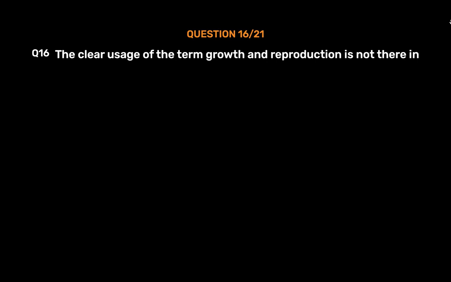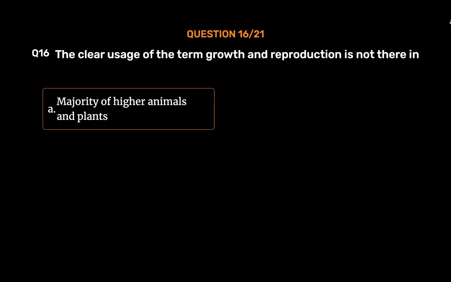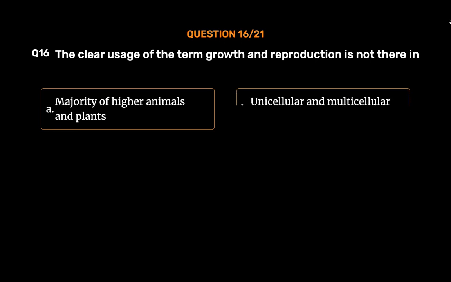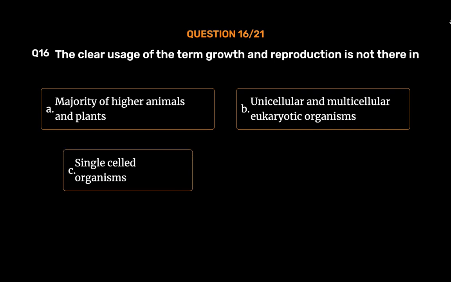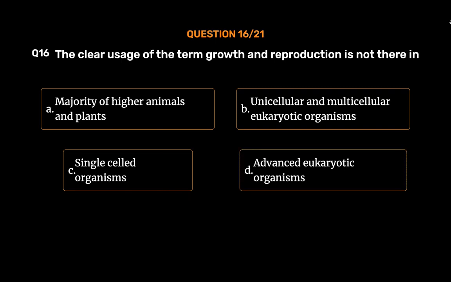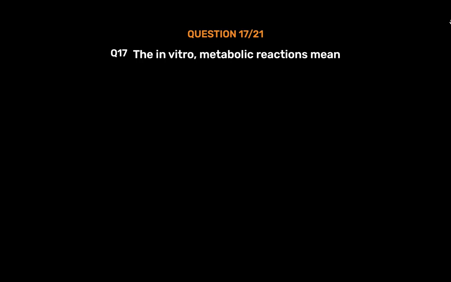Question number 16. The clear usage of the term growth and reproduction is not there in Option A. Majority of higher animals and plants. Option B. Unicellular and multicellular eukaryotic organisms. Option C. Single-celled organisms. Option D. Advanced eukaryotic organisms. The correct answer is Option C. Single-celled organisms.